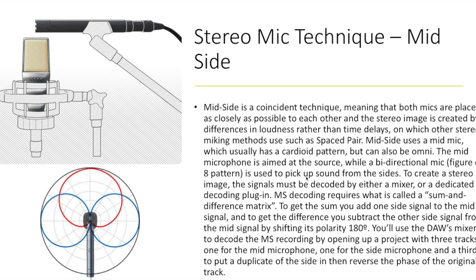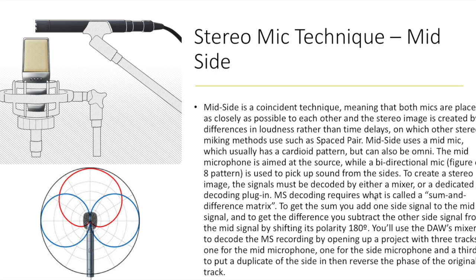And this mid microphone is used to aim straight at the source, while a second bidirectional microphone, which is figure 8, it's figure 8 here. The bidirectional figure 8 microphone is used to pick up sound from the sides. To create a stereo image, the signals must be decoded by either a mixer or a dedicated decoding plugin.